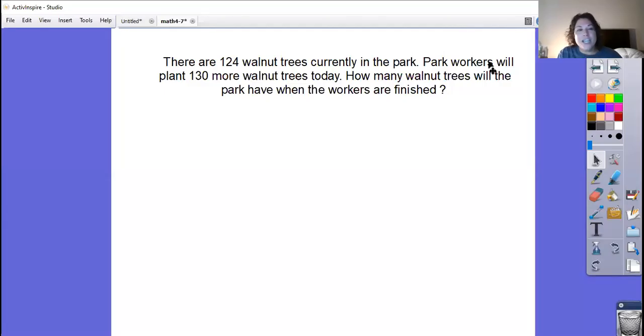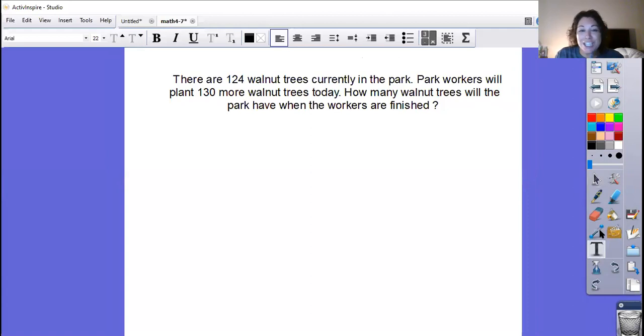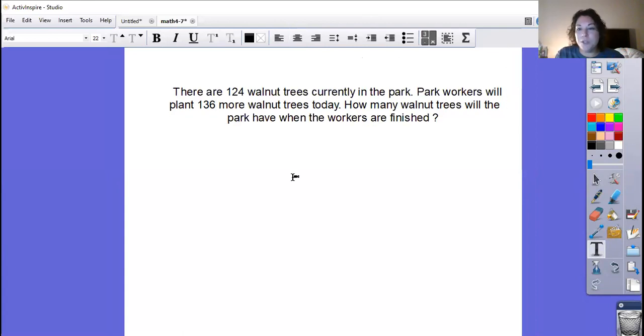Hey guys, here's your next problem. There are 124 walnut trees currently in the park. Park workers will plant 130 more walnut trees today. How many walnut trees will the park have when the workers are finished? And I'm actually gonna make a change on this right here with you guys, because I want you, before I let you go, to have some practice doing regrouping with me. So I give you a little hint. There's some regrouping on this one.